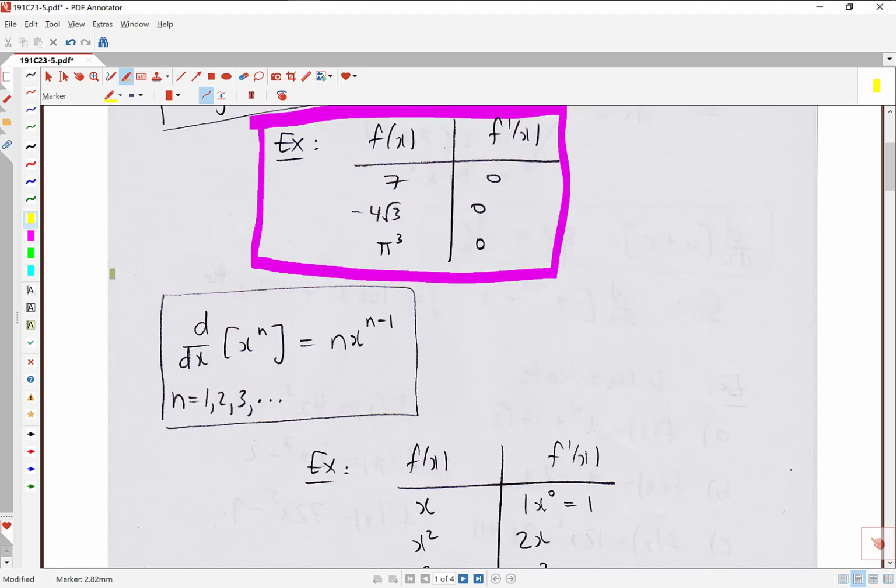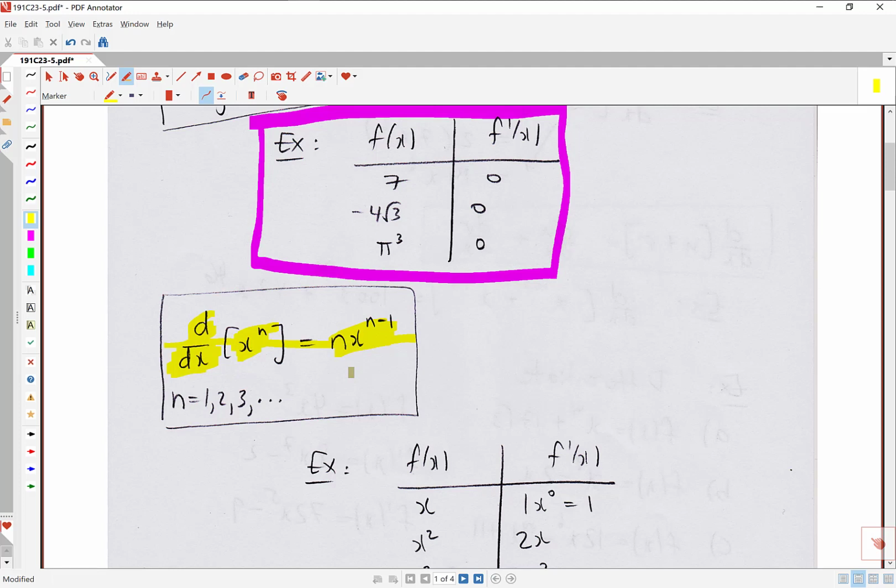So let's take a look at a second rule to help us with derivatives. Again, this expression, this d by dx that we're seeing out in front here, that's just symbolic for taking the derivative. So we're saying the derivative of something that looks like x to the n, where n can be any positive integer like 1, 2, 3, etc. The derivative is going to be n x to the n minus 1.